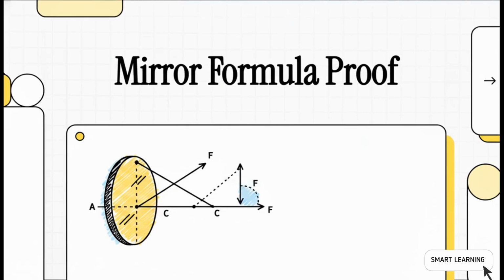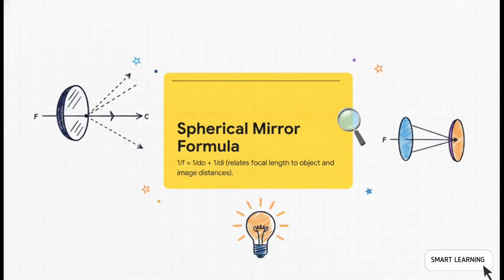Welcome to the Explainer. Today we're tackling a classic piece of physics magic that helps design everything from massive telescopes to the side view mirror on your car. Our goal today is to quickly demystify the geometric derivation of the spherical mirror formula. If you've ever wondered where this foundational optics equation actually comes from, well, you're in exactly the right place. Okay, let's dive into this.